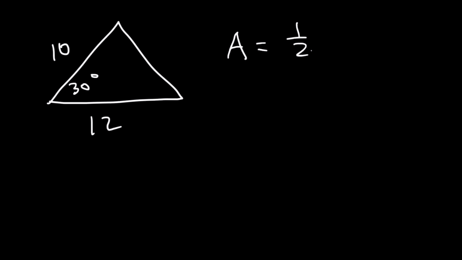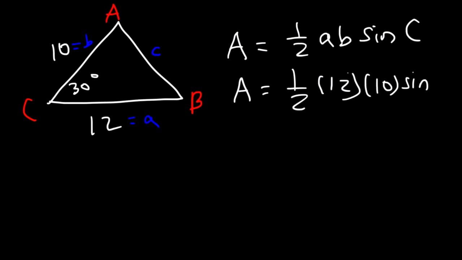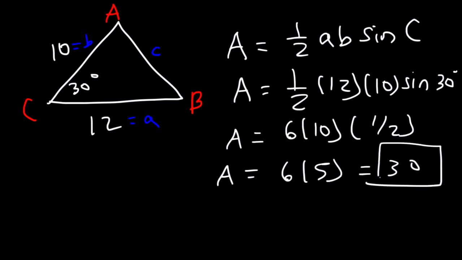The area is 1/2 ab sine C. So let's call this angle A, angle B, angle C. This is side c, side a, and side b. In this case, lowercase a is 12, and lowercase b, or side b, is 10. And the angle between them, that's angle C, is 30. Half of 12 is 6, and sine 30 is 1/2. Half of 10 is 5, and 6 times 5 is 30. So that's the area of this particular triangle.